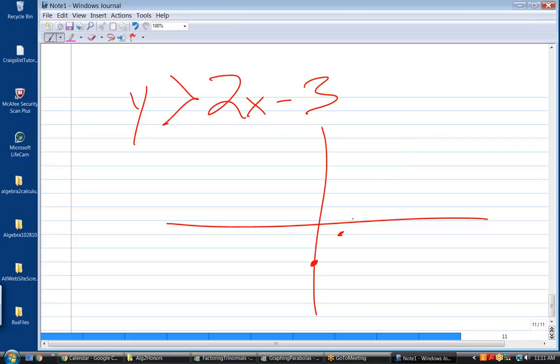That line is dotted. And which side of it am I going to shade? You're going to... it's greater than, so it's going to be to the left. The right side or the left side? The left. Trick question. Above or below? Above. That's the proper question.